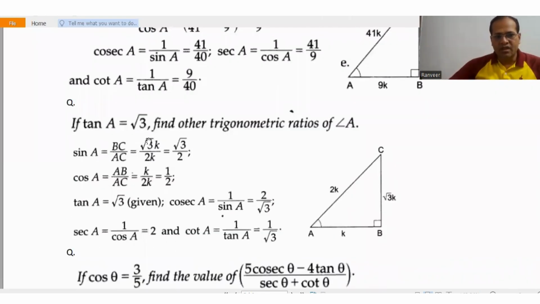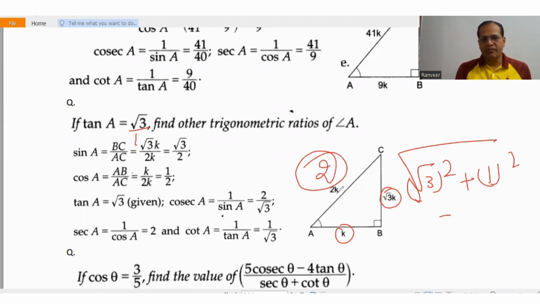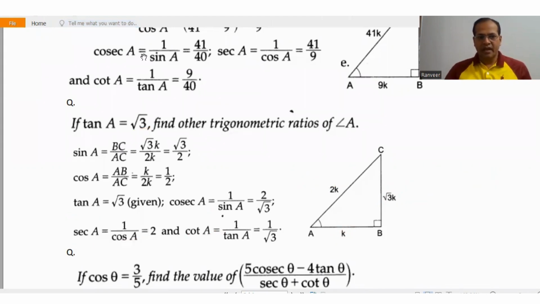Tan A is equal to root 3, that is nothing but root 3 by 1. After that, this is root 3, this is 1, and root 3 whole square plus 1 whole square, we can write this is nothing but 2. After that, all the trigonometric ratios, sin, cos, tan, sec, cot, you can substitute the values and get the result.